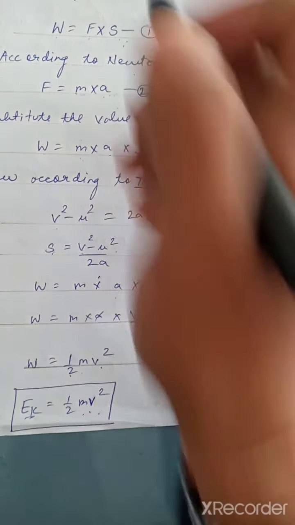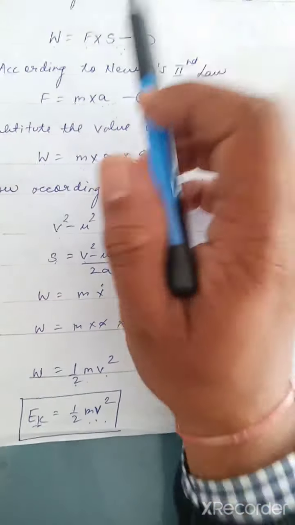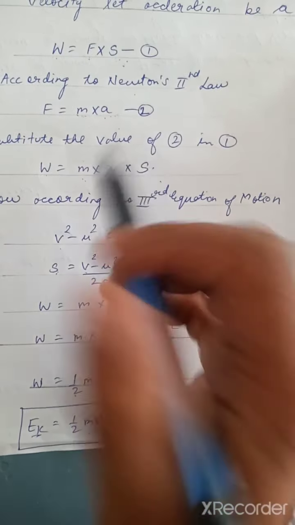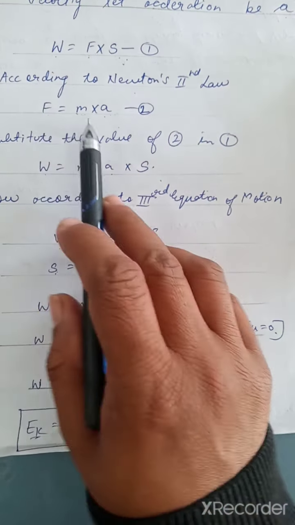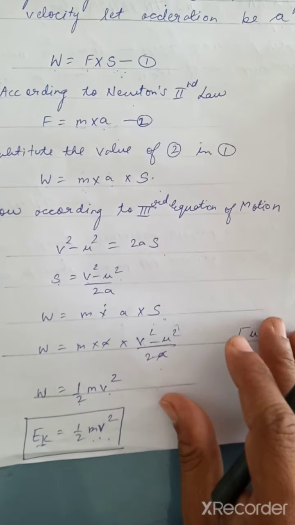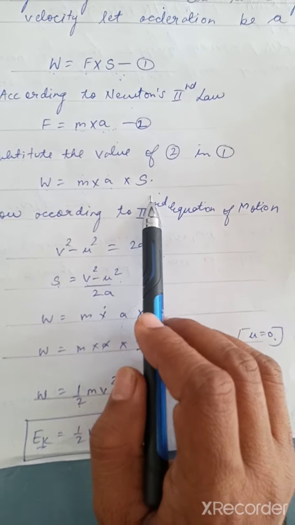Again I am revising the kinetic energy derivation. How will you start? You start with work done equals F into S. And we know according to Newton's law, what is the value of F? F equals m into a. So you substitute this value in equation number 1, that is F into S.